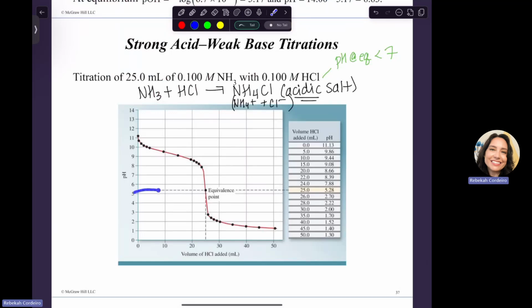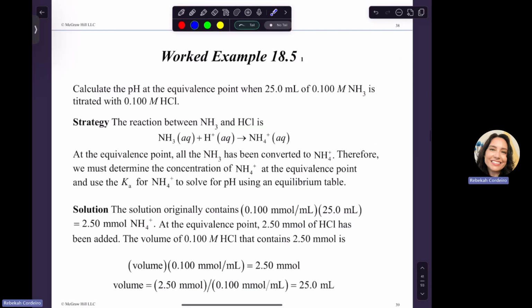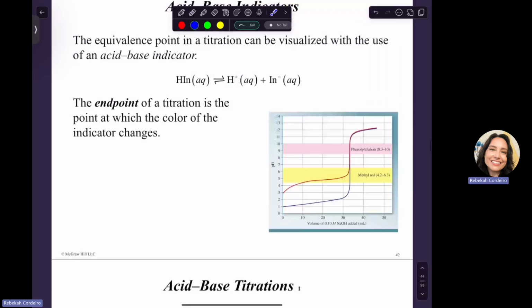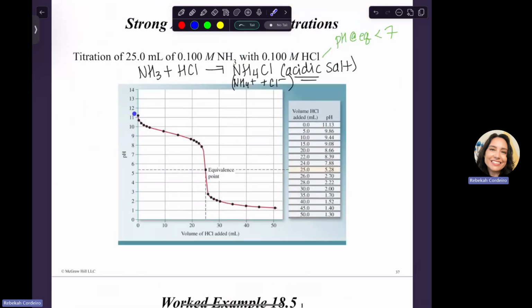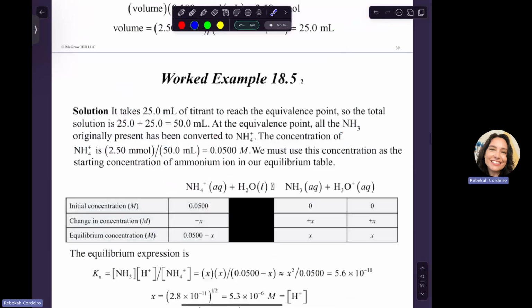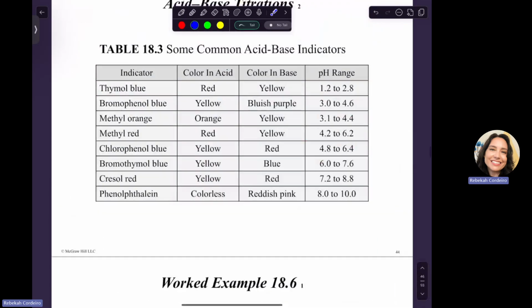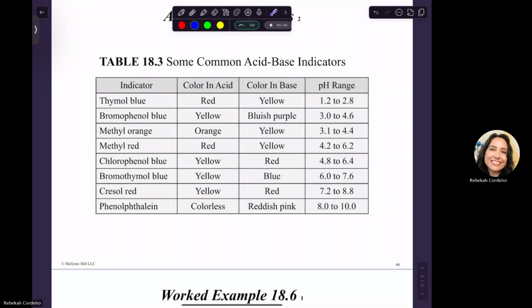So our equivalence point is around 5.5. So we want something that's going to change color. And we're adding HCl for this one. So we're starting with a base and adding HCl. So we want something that changes color to acidic. So around 5.5, maybe one of these guys would be good, or maybe this one.